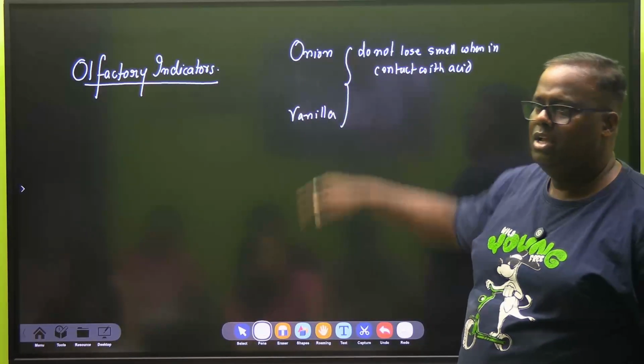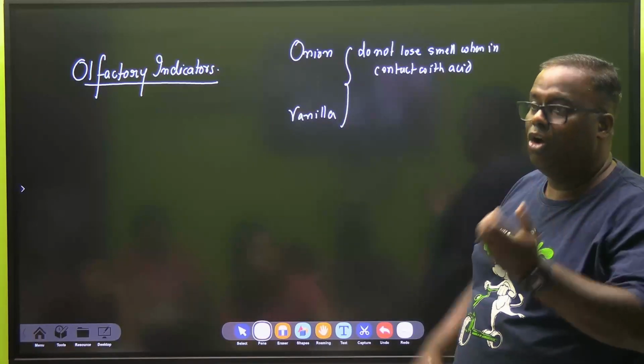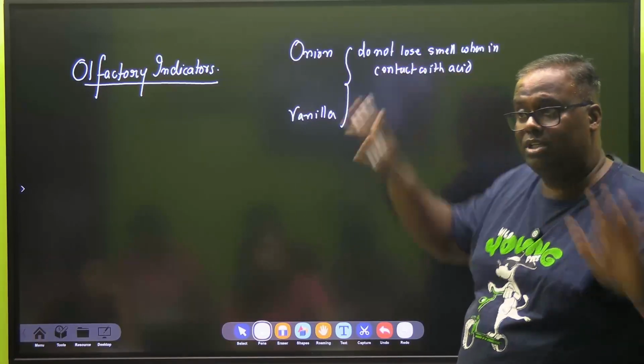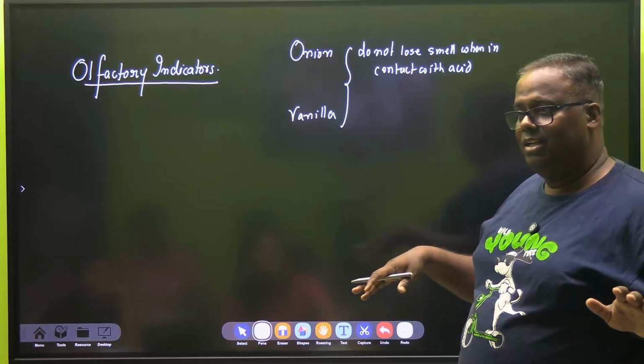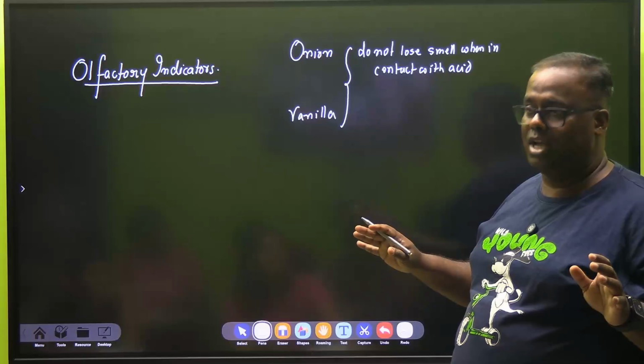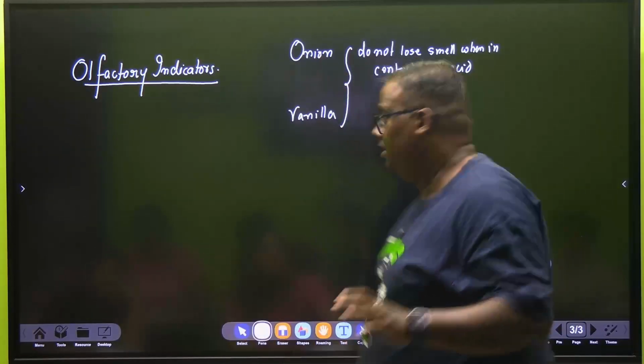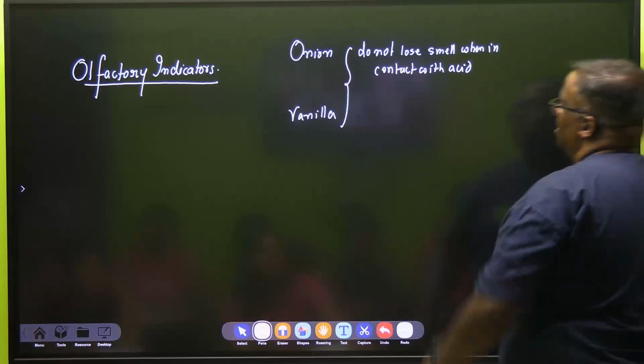You know that, right? If you have stored onion in any steel container in a refrigerator, always close it. Otherwise, the entire refrigerator will smell of onion. And never ever store bananas in a refrigerator. If you have done that idiotic task, the whole refrigerator will smell like banana. Okay? So onions do not lose their smell with acid.